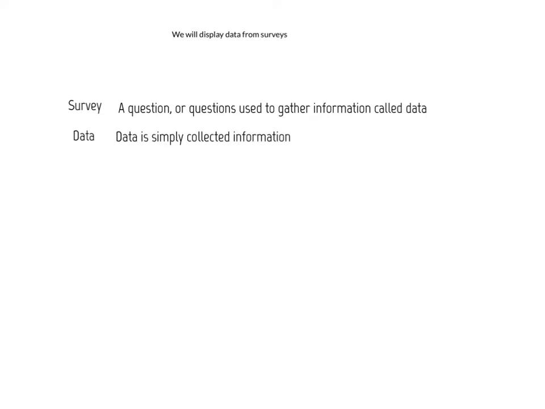Hi everyone, today we will display data from surveys. So first, let's talk about what a survey is. A survey is a question or questions used to gather information called data. And data is simply collected information.